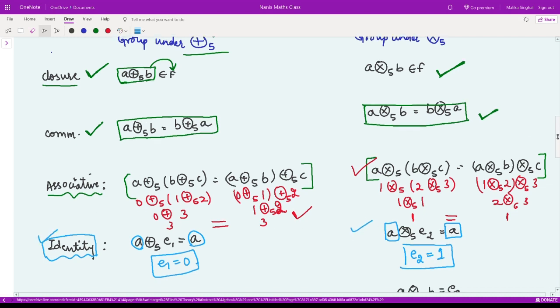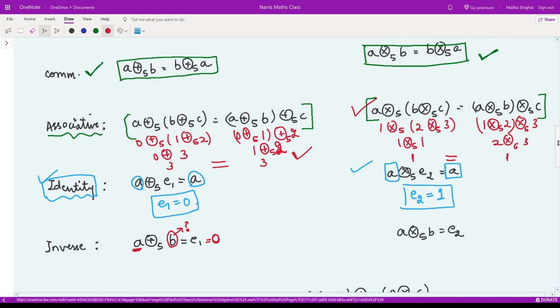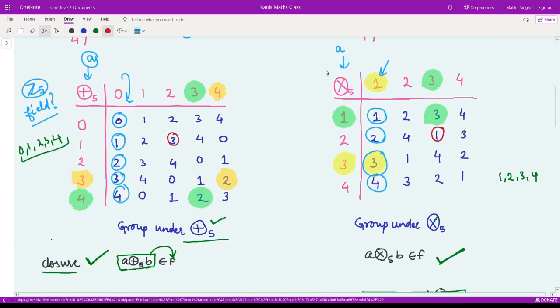So now let us see, for every element, do we have an inverse in the group or in the set? Let us move and see that. That means for every A, is there any number B? We need to check this B for every number A such that when I apply this operator of addition mod 5, I should obtain the identity E1, that is equal to 0, right? So let us see that.